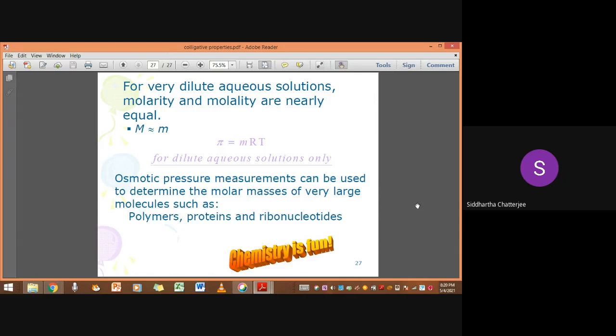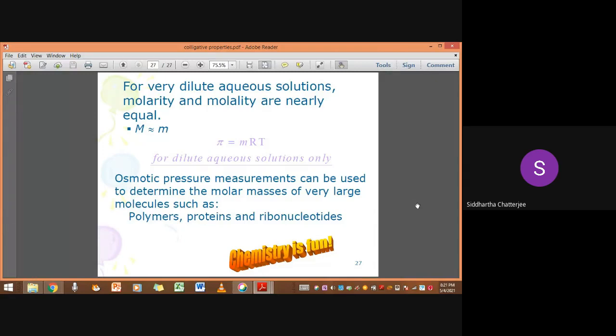And when association of the solute molecules is taking place, we will find i is going to be less than 1. I will also show you the relation: when alpha is the degree of dissociation, then alpha equals (i minus 1) by (n minus 1) for dissociation, where i is the Van't Hoff factor, alpha is the degree of dissociation, and n is the number of ions the molecule dissociates into.